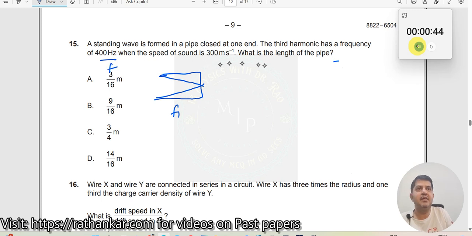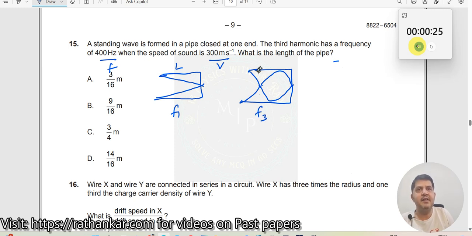Frequency is given, then your speed is given. What is the length of the pipe? Length of the pipe here. So when you say the third harmonic is set up in this pipe, how does it look? It looks like this. This will be your node. This will be the formation of the standing wave like this. This will be the third harmonic, which will be F3 over here.